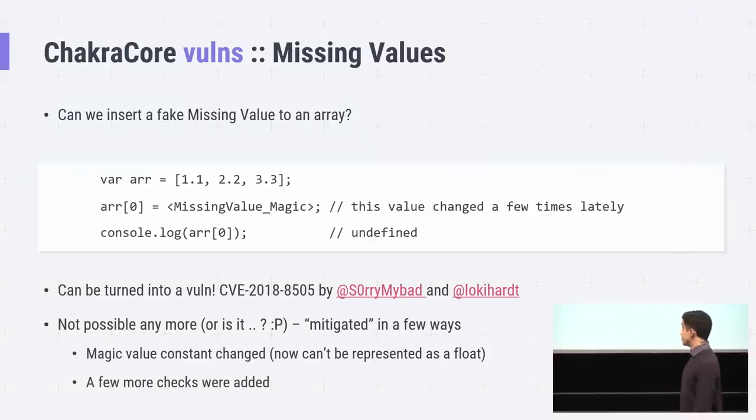This was a vulnerability found by Lokihardt, and it got a CVE. Basically, they faked a missing value by putting the constant we've just seen into a float array. Beforehand, the value was something that you could actually represent as a valid float number, so you could put that in, and this could be turned into a vulnerability. This was mitigated in a few ways: the constant changed so you couldn't represent it as is, and they also added a few more checks to harden things.